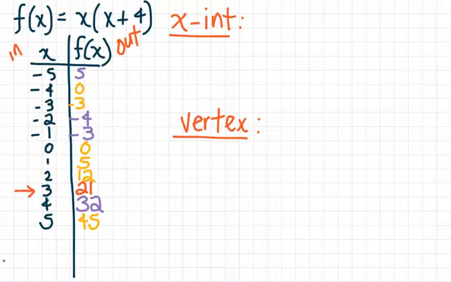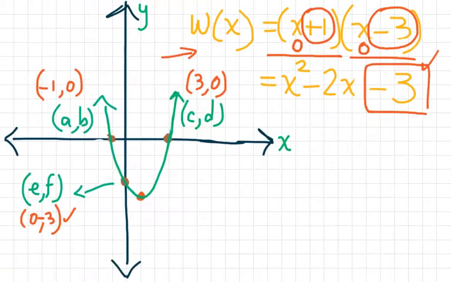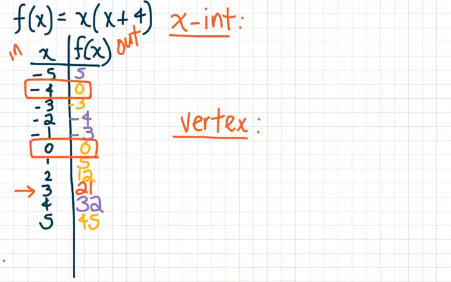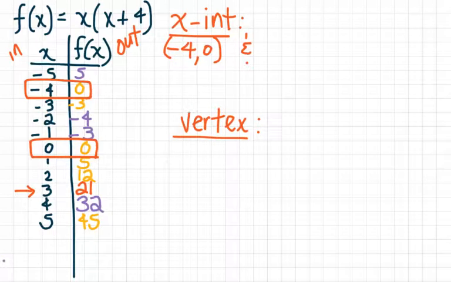Well, looking at the x-intercepts, if I remember from my previous graph, my y value is always 0 at the x-intercepts. So when I look here, I'm looking for when my y value is 0. And right here, I've got an output, or y value, of 0. And I also right here have a y value of 0. So therefore, my two x-intercepts are (-4, 0) and (0, 0).